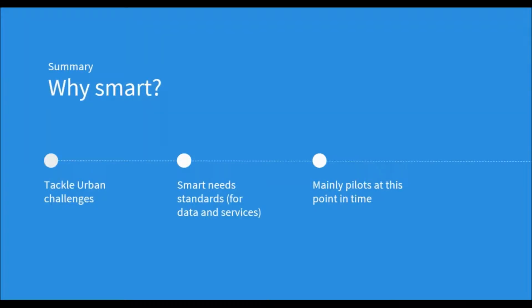So, as a quick summary, why smart? Well, it certainly has to do with tackling urban challenges. There is a need for standards, and this need extends to both data and services. And with Espresso as an example, I think we've seen that it's currently mainly in pilot mode. So we've seen projects popping up. We're involved in many more projects here in the UK as well as in other parts of the world, but we haven't seen really big scale implementation necessarily in cities, despite the fact that some of these pilot activities and projects might be quite large.